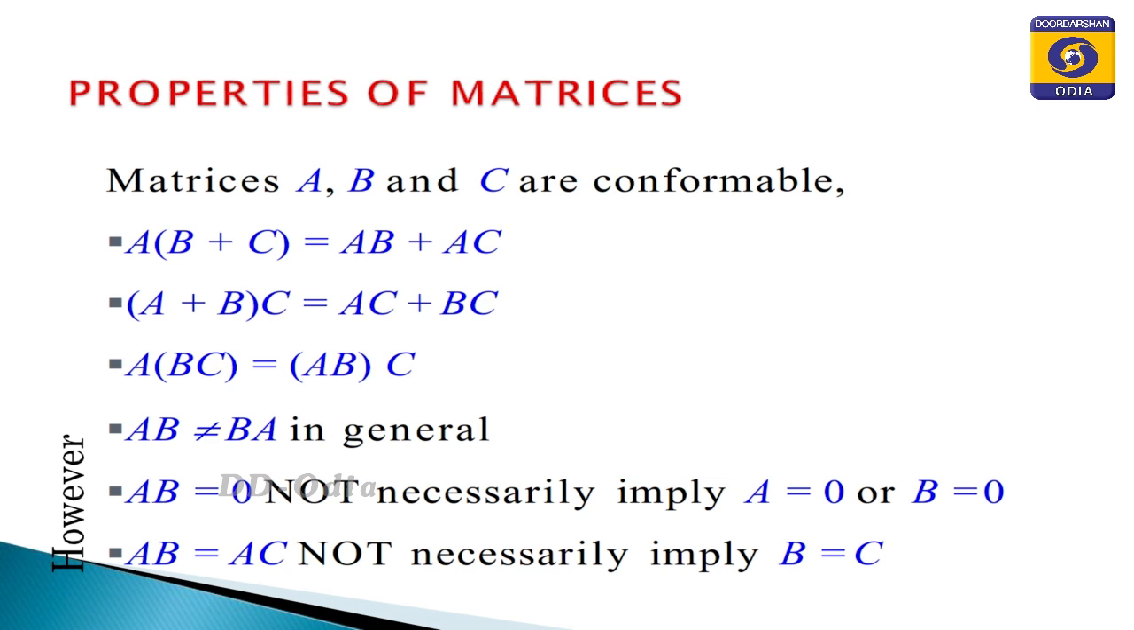Matrix multiplication is associative. That is, A into BC is equal to AB into C, but AB is not equal to BA. That means matrix multiplication is not commutative. If AB is equal to 0, not necessarily A is equal to 0 or B is equal to 0. Similarly, if AB is equal to AC, it does not necessarily imply B is equal to C. That means the cancellation law does not hold for matrices.